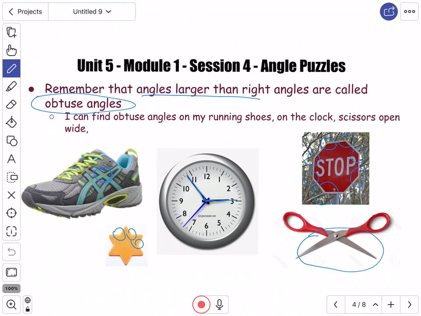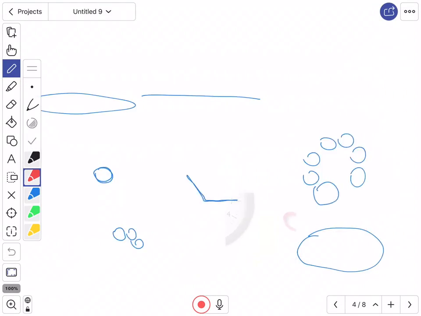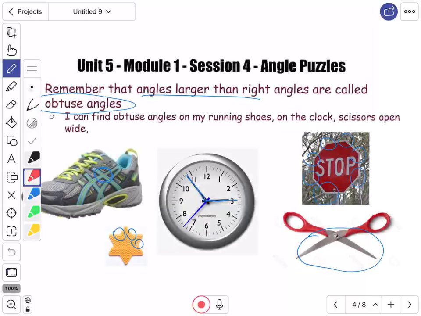And then also, my boys love to do perler beads. They build Minecraft characters and stuff with them, but on one of their pegboards, they have some obtuse angles there. There are also obtuse angles on my shoes. And even if I were to go back to this page for a second, there are obtuse angles even on my coffee cup on the other angles. So the blue ones that I circled were acute. These ones are obtuse. And there are even obtuse angles on this part of the vent, okay?